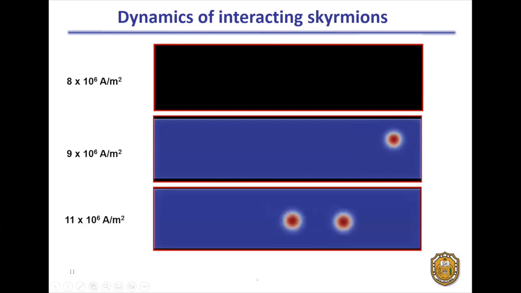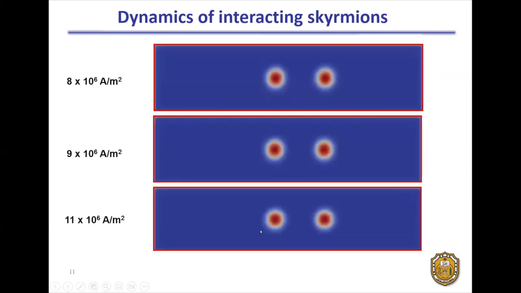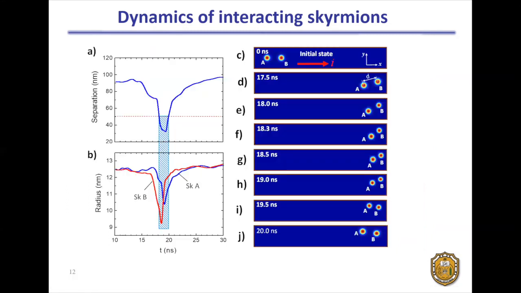And the last case, you can see both of them just cannot survive. You can see very interestingly the size of the skyrmions, they try to survive by getting smaller and smaller, but below a certain value, both of them will disappear. Now I will move to the next part.